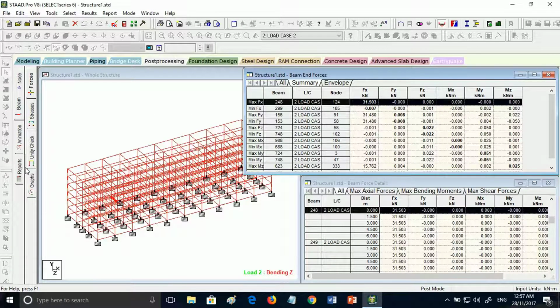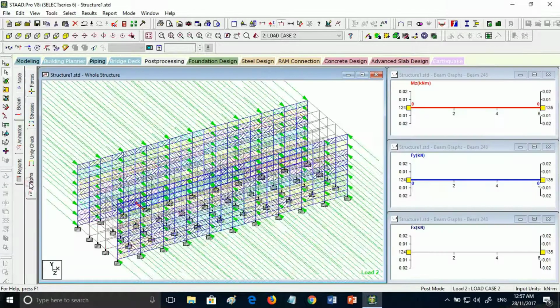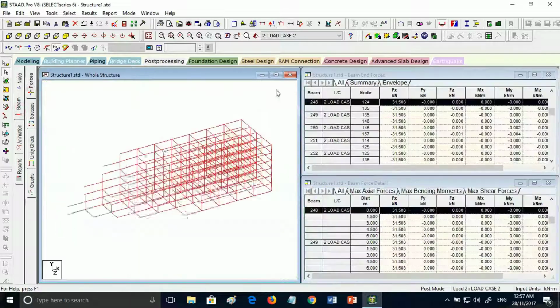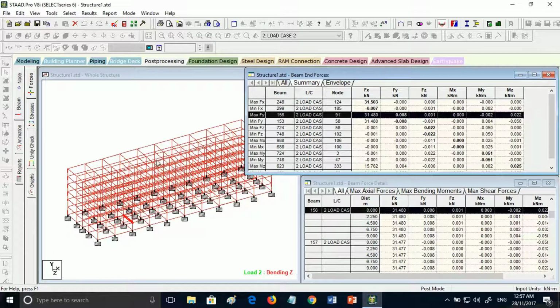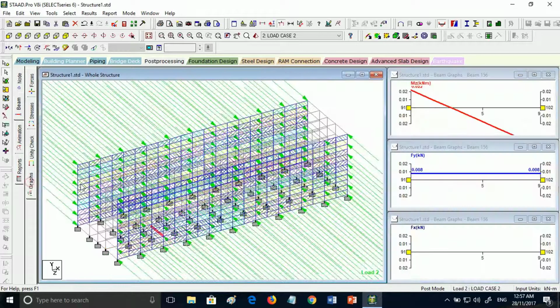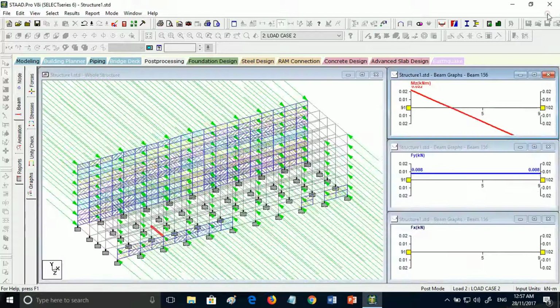For the maximum value of force in the X direction, it will be at beam 248 with intensity of 31.50. This will be the shear force and bending moment diagram. Next is the maximum force in the Y direction. It will be at beam 156 with the intensity of 0.008, and this will be the shear force diagram and also bending moment diagram for beam 156.